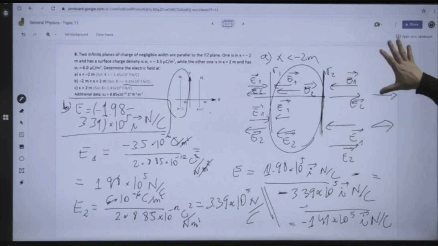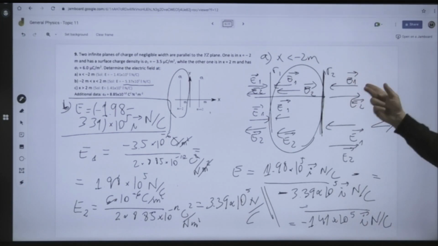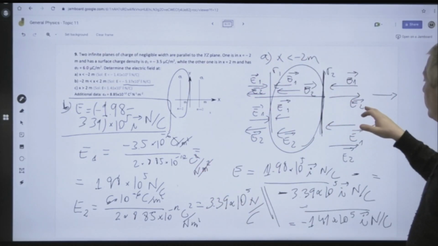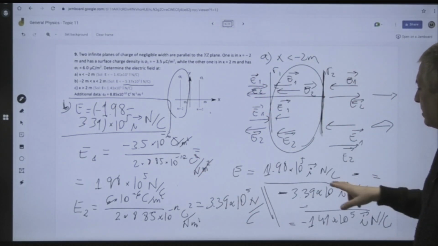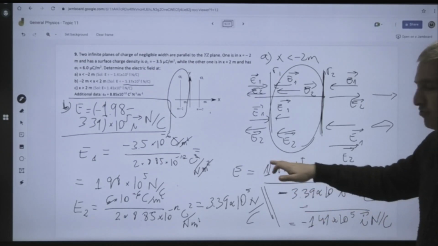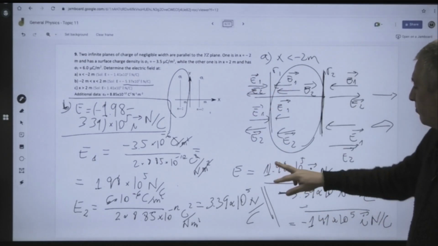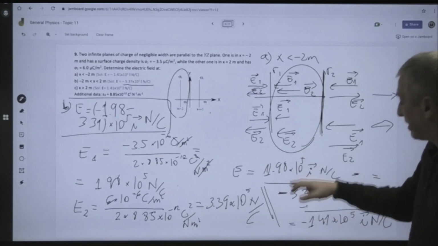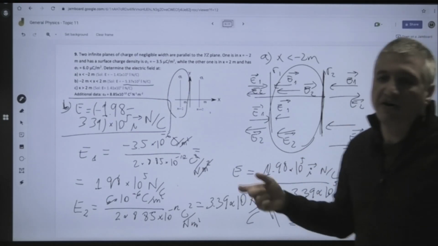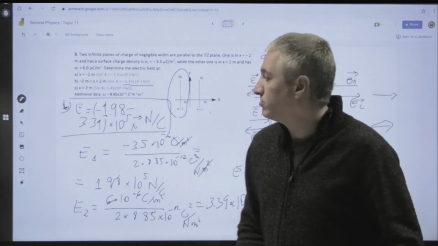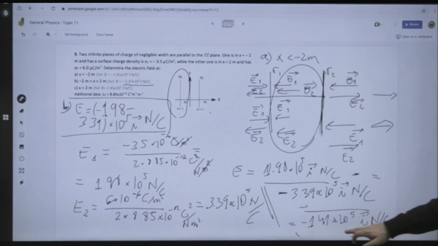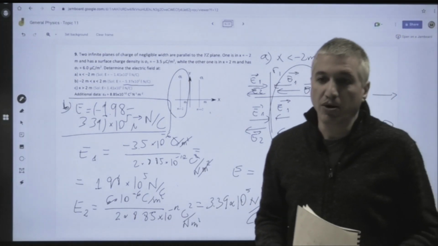Now, of course, for part C, the two vectors again have opposite directions. The E2 is larger than E1, and therefore the two terms that we have when we compute it for this part now have different signs. So it will be minus 1.98 plus 3.39 10 to the 5 i newtons per coulomb. So that gives us an electric field which is the same as this one but positive. So it's plus 1.41 10 to the 5 i newtons per coulomb.